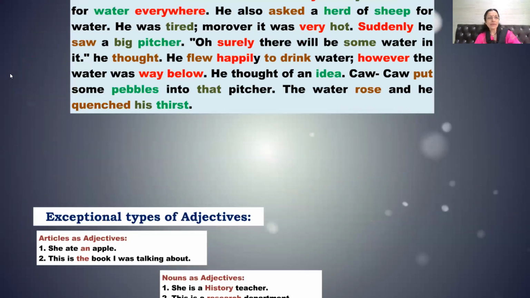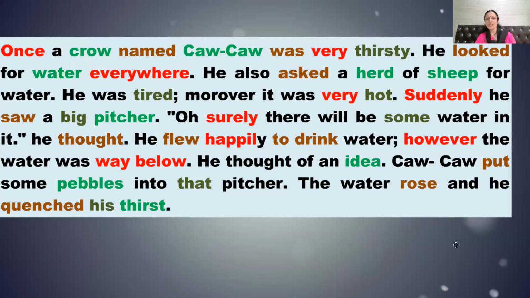If you could just tell me: once a crow named Coco was very thirsty. He looked for water everywhere. See the highlighted words, you have to tell me all the red words. Let us look at all the red words: once, very, everywhere, very hot, suddenly, surely, happily, however, be sure. What are these words? Which part of speech?